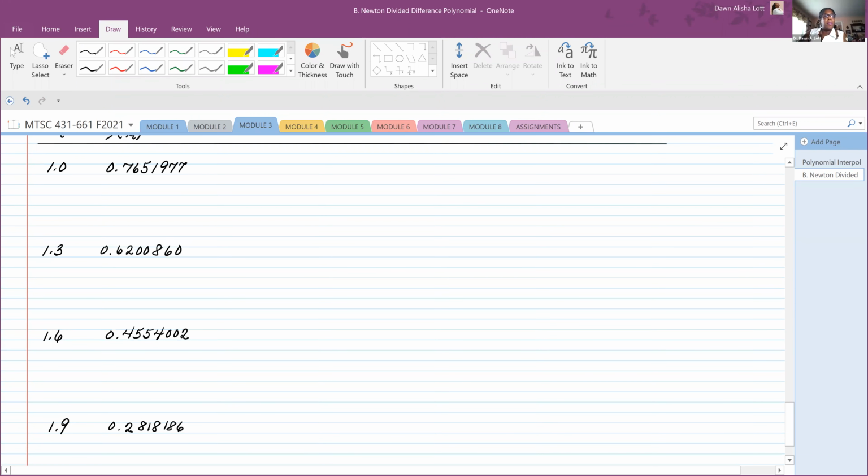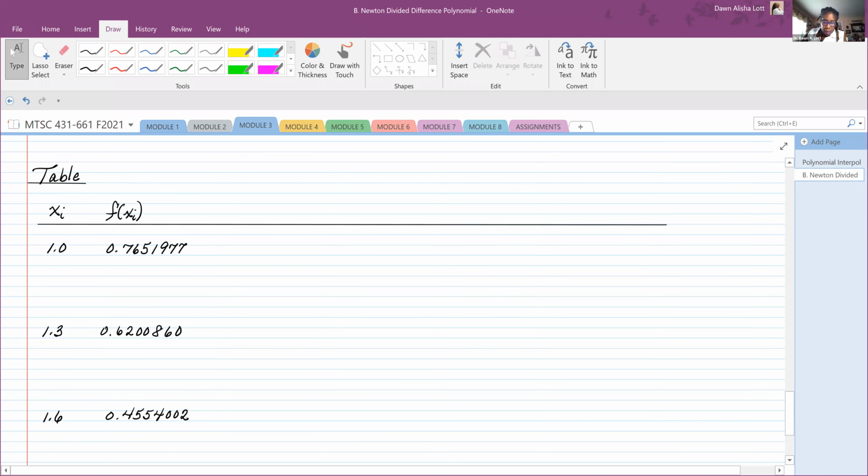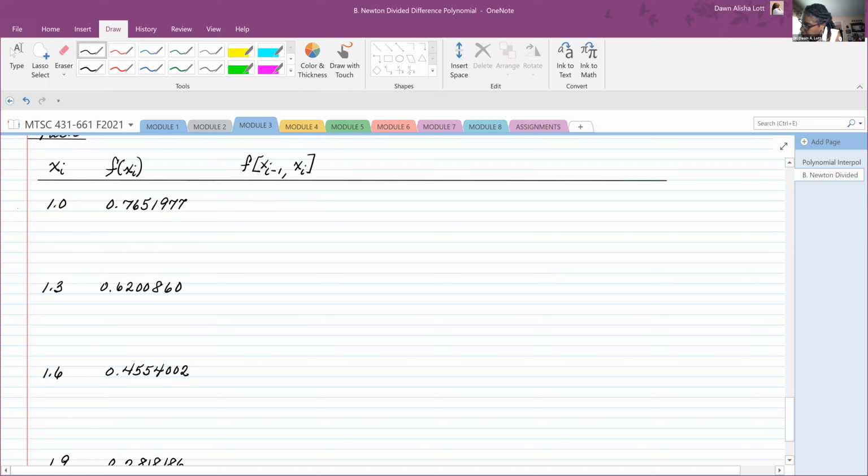Okay, all righty. So now I need to do the difference between those. This next one, which is now the first divided difference, is to take F of Xi minus 1 and Xi. So that is to take the difference divided by X1 minus X0. This is number 1.